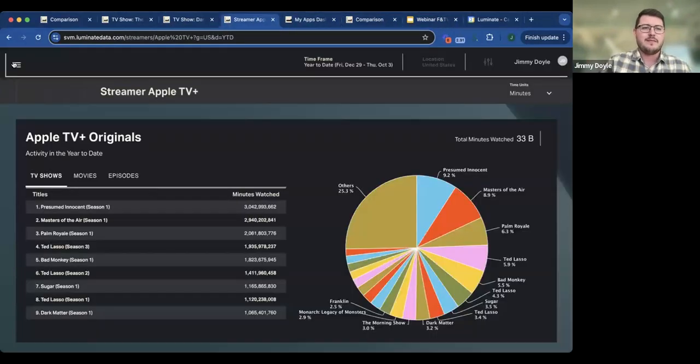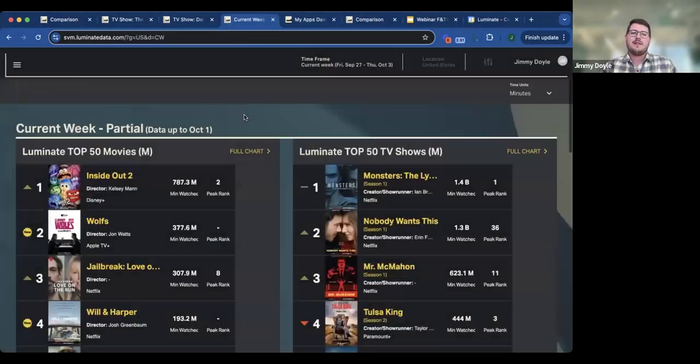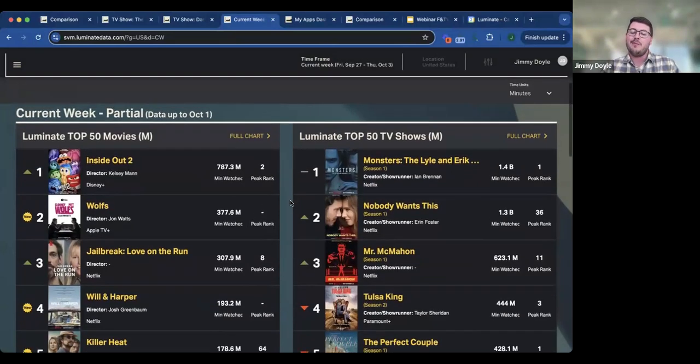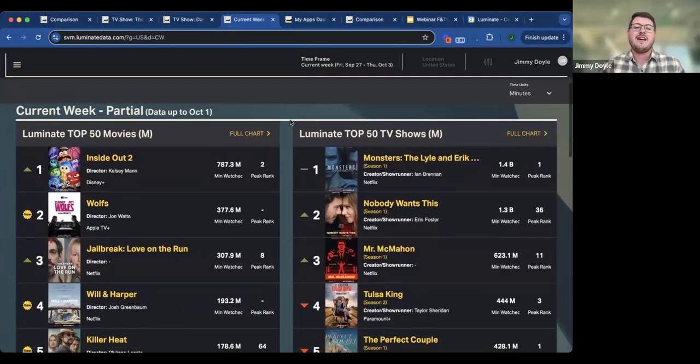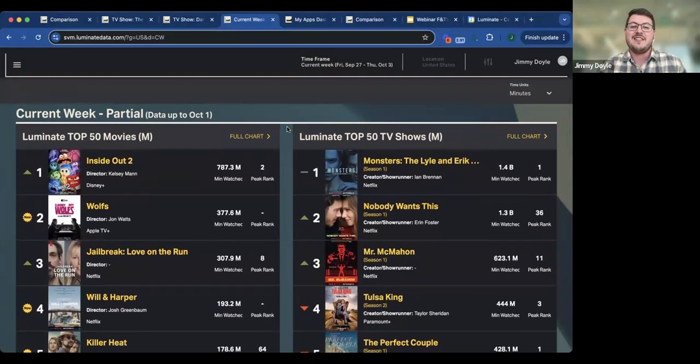Oops, here we go. So you'll see right now we're in the most up-to-date data that we can see within streaming viewership. It says this is the current week. It's partial because the week is not completed, because it will end on Thursday. And we're seeing data up to October 1st, so we're seeing data up to yesterday's viewership. So we can really get something that's a lot more akin to overnights in the old world of TV. We can see that overnight data, understand how titles were doing on the previous day, and see how things are doing in real time.